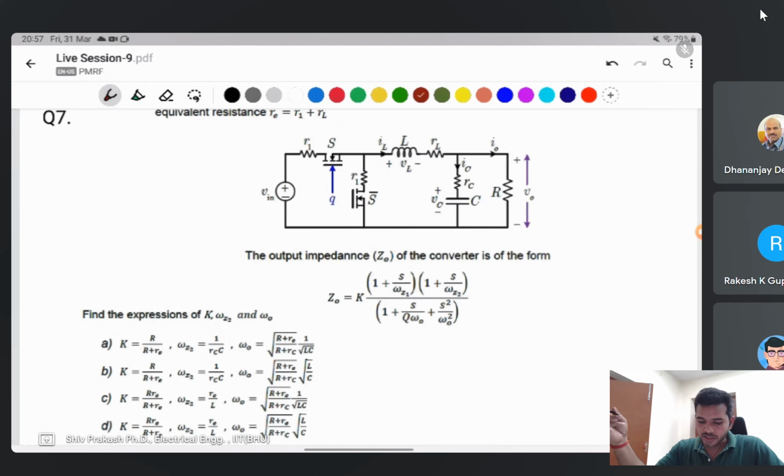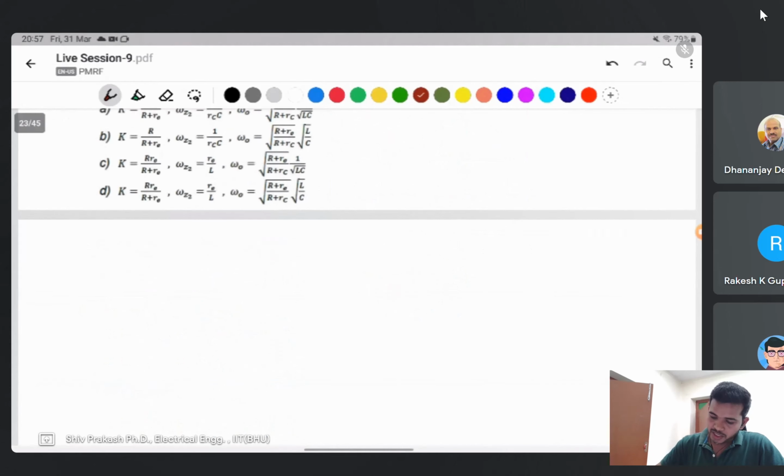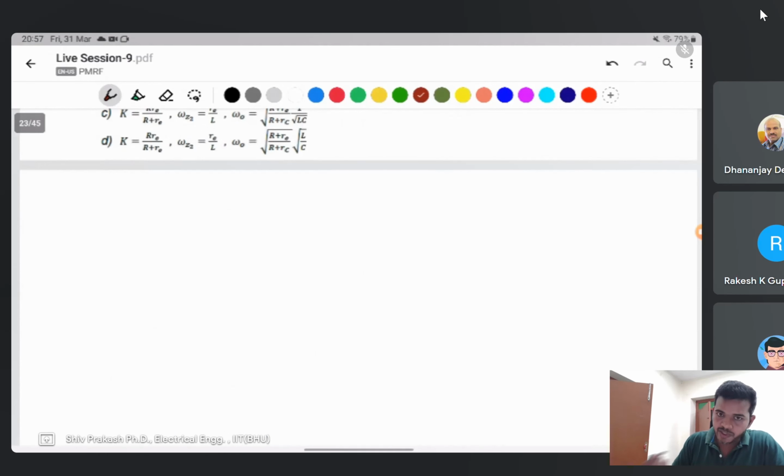Because of this, one question is from the state space analysis of the converter. It means when you design a controller for any converter, then you should have a plant transfer function. If you have any controller, you know about the reference value. After that, you have a controller.